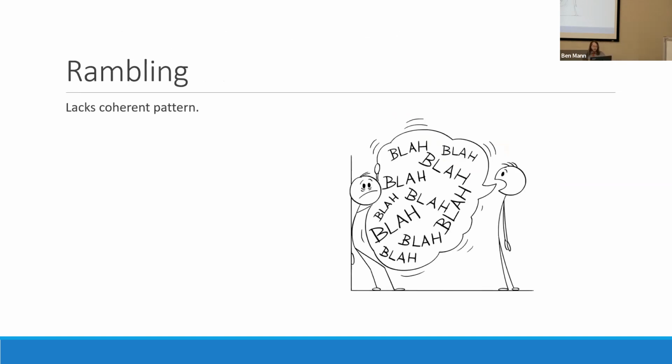And then there's rambling, which I encourage you to avoid, right? Rambling doesn't really have much of a pattern. It's very much a stream of consciousness, jumping between ideas, topics, issues, and so on, and doesn't really utilize an organizational style. So you should avoid the use of rambling in your speeches whenever possible.